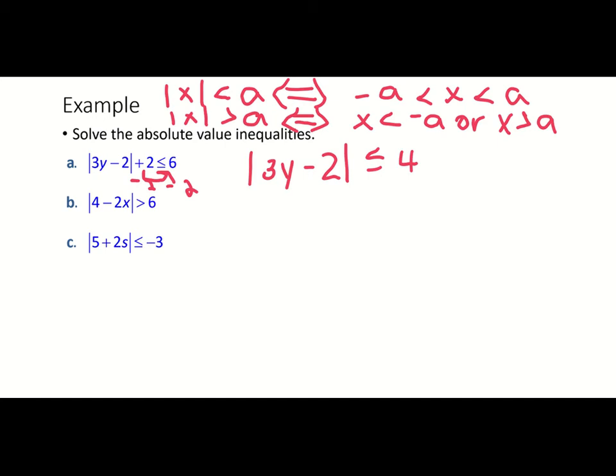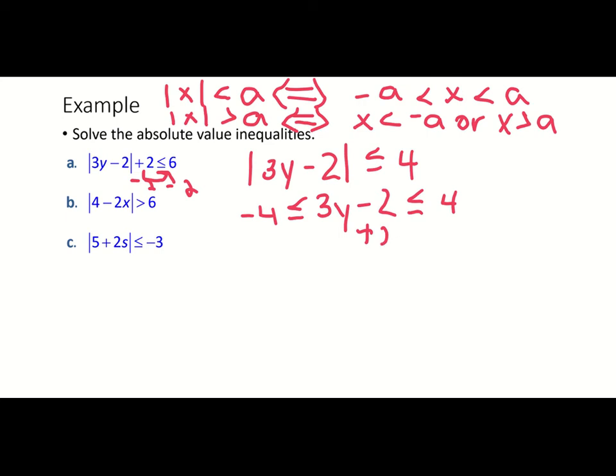And now this is a less than, or less than or equal to, so that means that I'm going to create a compound inequality, and my 3y minus 2 will go in the middle. So I'll just put 3y minus 2, and I can keep the less than or equal to 4 here, and then this is greater than or equal to negative 4, because remember, you always want to do the opposite of that answer. And now we'll go ahead and solve it like a compound inequality.